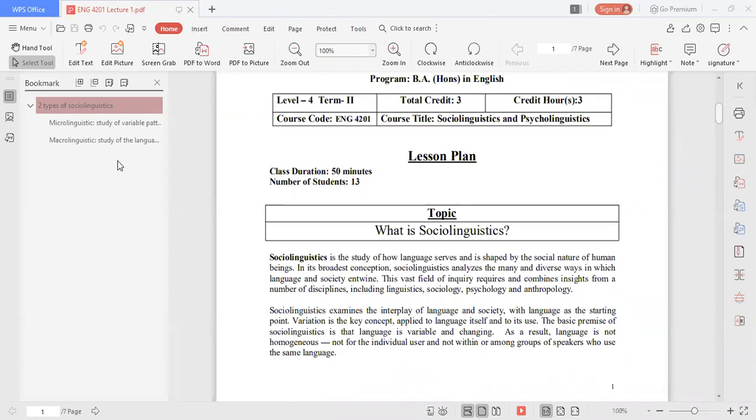It's not homogeneous for the individual user. Even sometimes we'll find that within the same community, different people use different kinds of diction, and even their sentence structure and pronunciations are different. So why does it happen? Sociolinguists actually try to find it out and try to record why it happened.